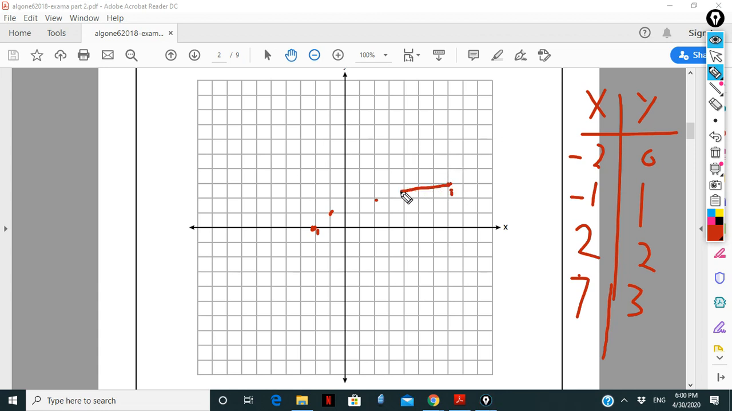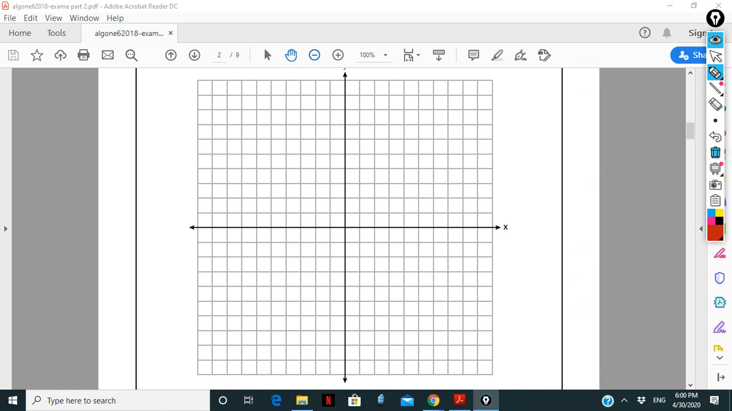After that, I have to connect this line. And by the way, this point and that point should be solid since they are part of the solution.